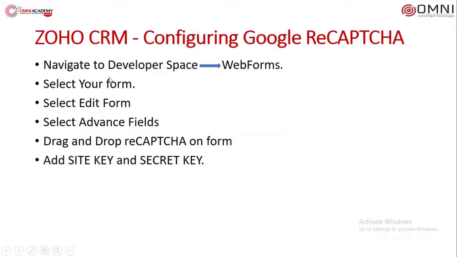Number one is navigate to developer space, web form, then select your form in which you want to add a Google reCAPTCHA, then press edit button, then select advanced field and drag and drop reCAPTCHA on form. After that, add a site key and secret key of your website. Now go to the application and let's configure a Google reCAPTCHA.